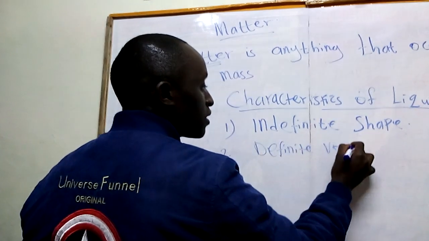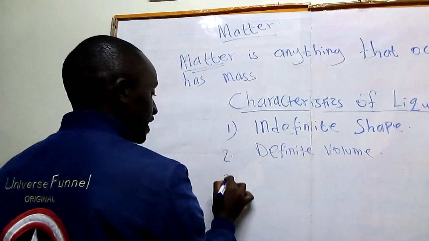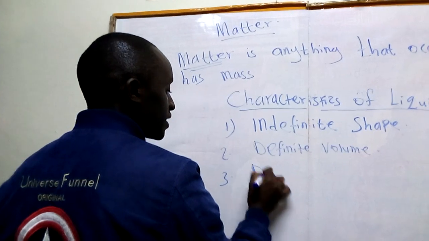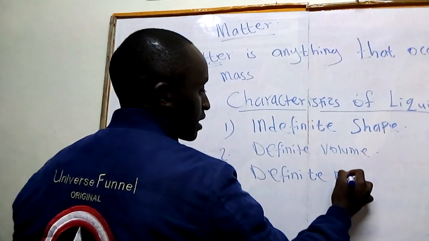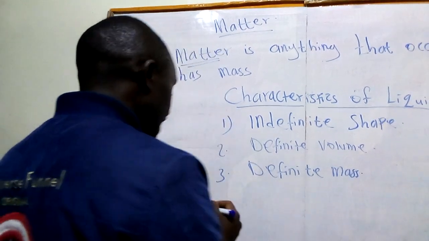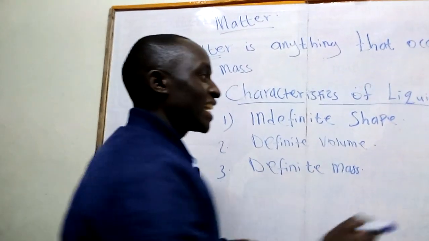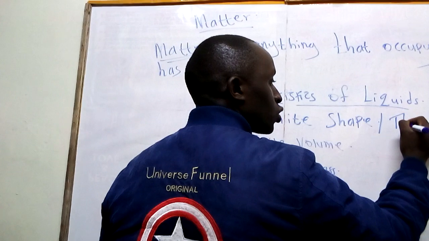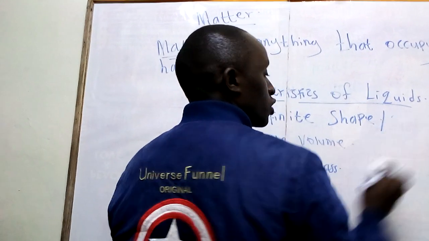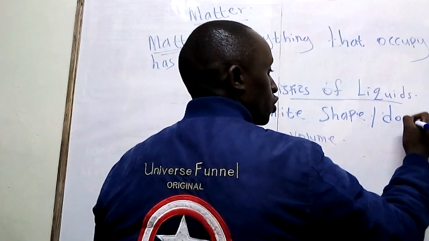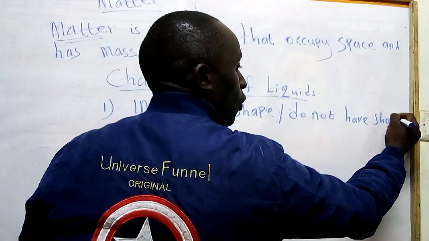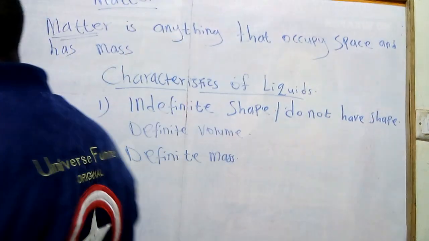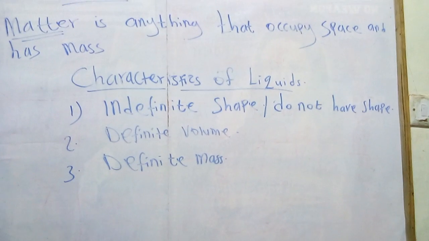Definite volume. The last one is that they have what we call definite mass. So when I say they have indefinite shape, it means they have no shape. Why do I say this? Because liquids always take the shape of a container.